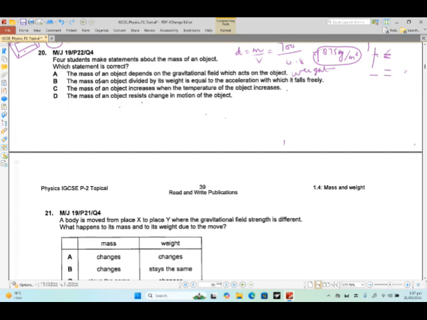The mass of the object divided by its weight is equal to acceleration with which it falls freely. Yeah, W is equal to mg, right? So W by m would be this. So no, the weight of the object divided by mass is equal to the acceleration with which it falls freely. The mass of an object increases when the temperature of the object increases. Mass का temperature से कोई ताल्लुक नहीं है. D is the correct answer, which states that the mass of an object resists change in motion of the object. ये question आ जाए और mass के साथ इसको relate करना हो, तो this is the only answer that matters.